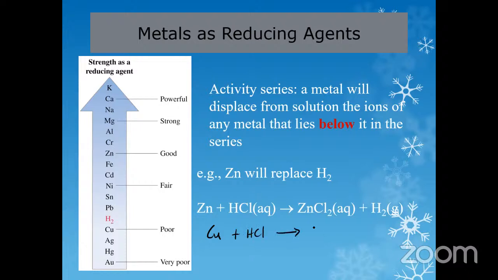So the question is, will that reaction occur? All right, so you see that copper is right here, and this is where hydrogen is. Copper is below hydrogen, right? So because copper is below hydrogen in this series, then basically we can say that this reaction will not occur. So NR, no reaction, will occur in this particular case. So that's basically how we use the activity series to make such predictions.